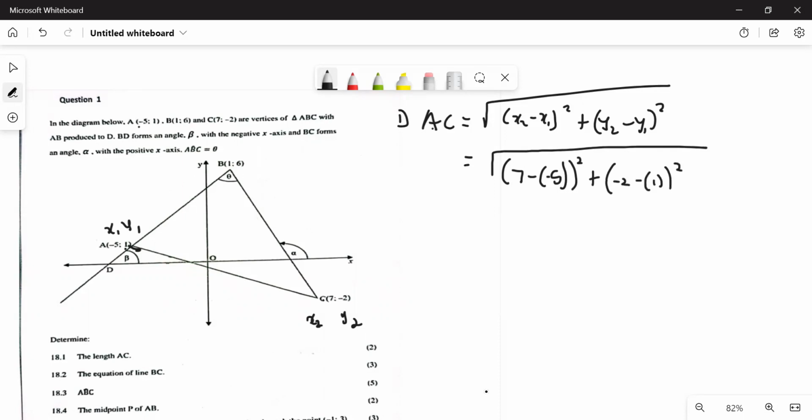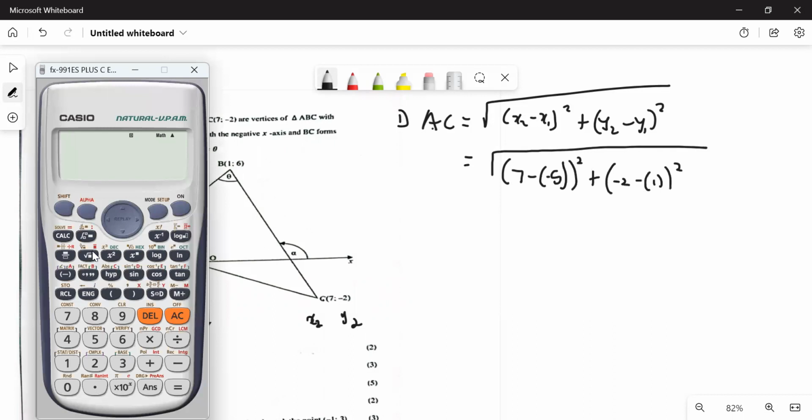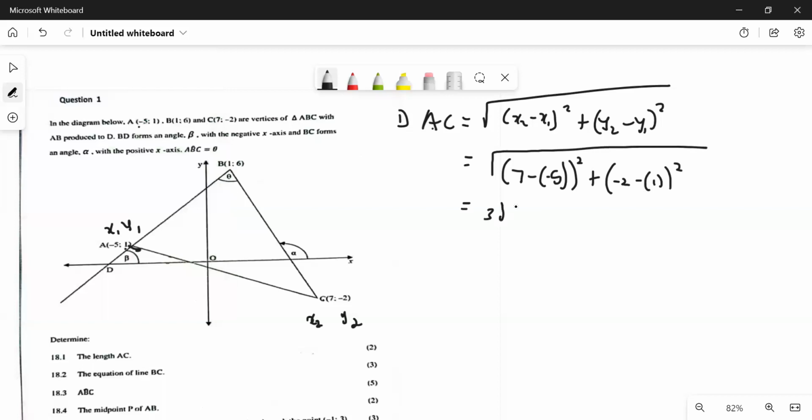And then after that, you take out your calculator and type this exactly the way it is. So you have root, open bracket, 7 minus open bracket, minus 5, close bracket, and then you square, plus minus 2 minus open bracket 1 close bracket, and then you square. If you type this in your calculator, you're going to get 3 root 17. Now, this is going to be 2 marks. 1 mark is for correctly substituting, and 1 mark is for the answer.